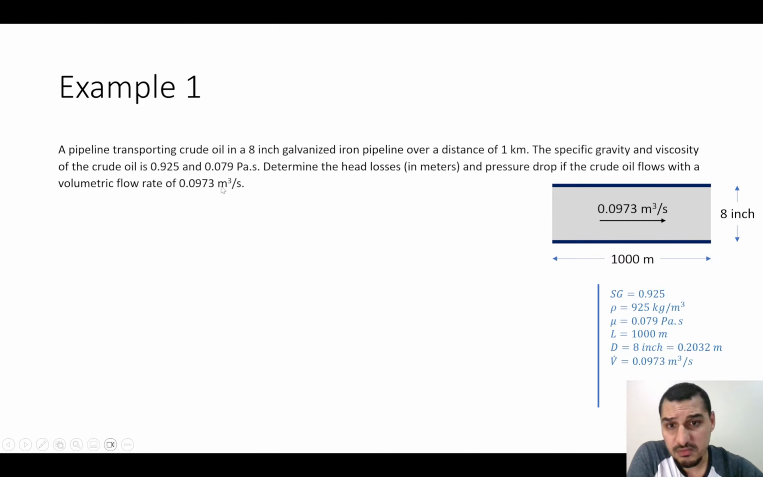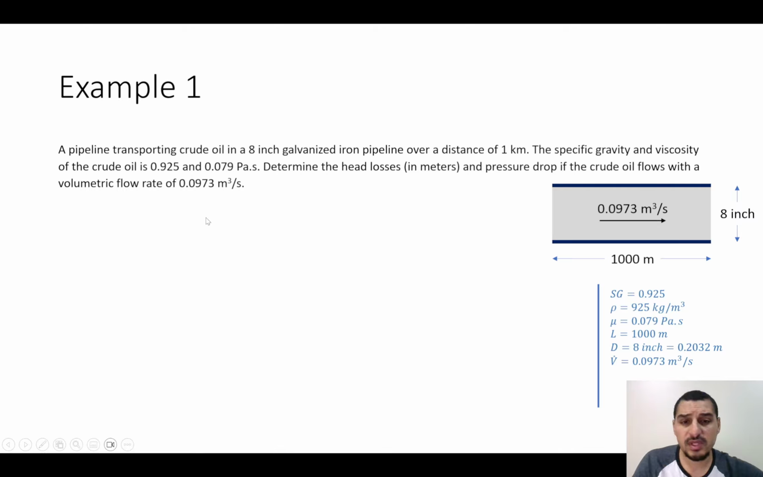So we know the pipe material, we know the diameter of the pipe, and we know the length of the pipe. It's 1000 meters, which is 1 kilometer. And we know the specific gravity and the viscosity of the oil. So we know the density and the viscosity, and we want to find the losses. So it's a typical case one. Okay. And we know the volumetric flow rate.